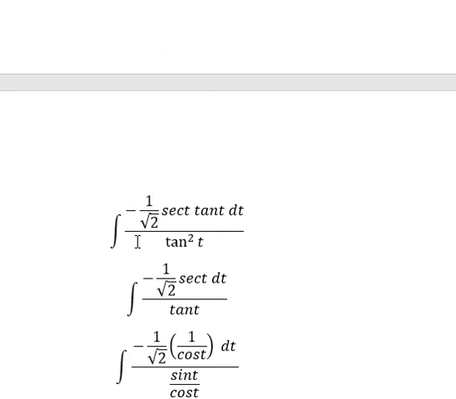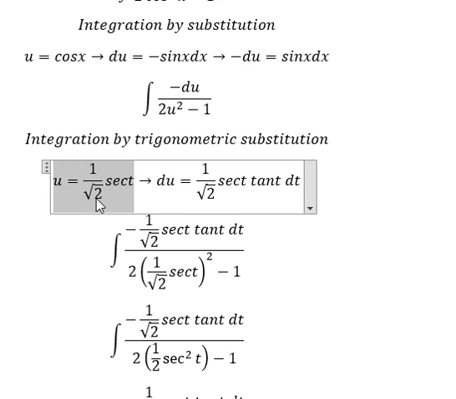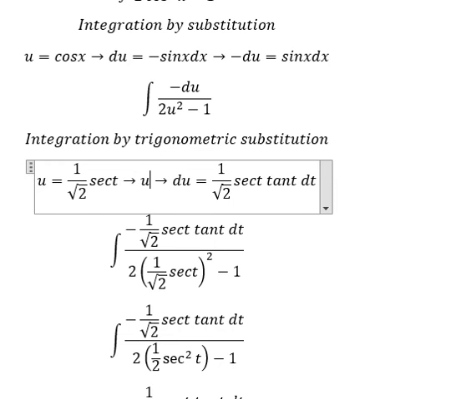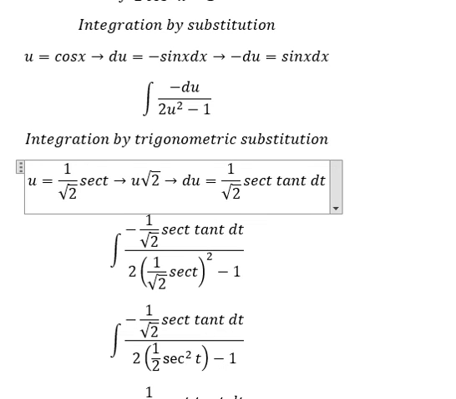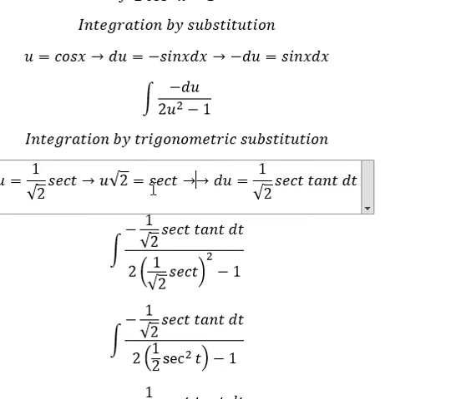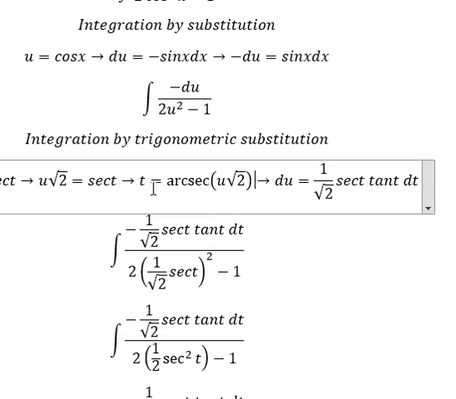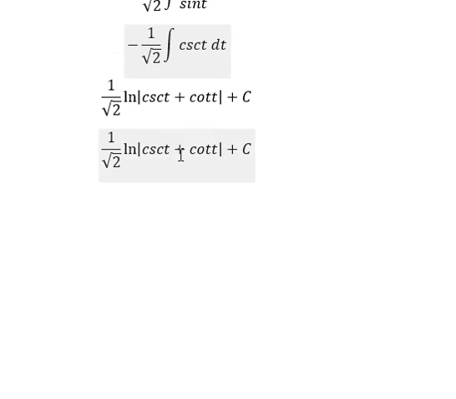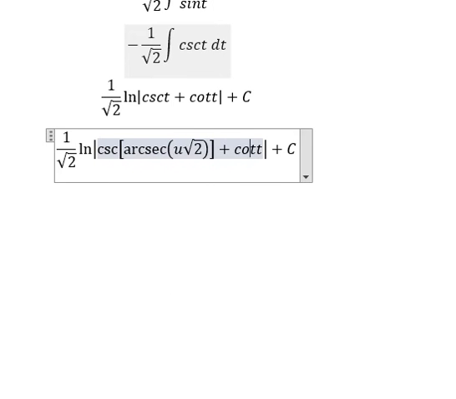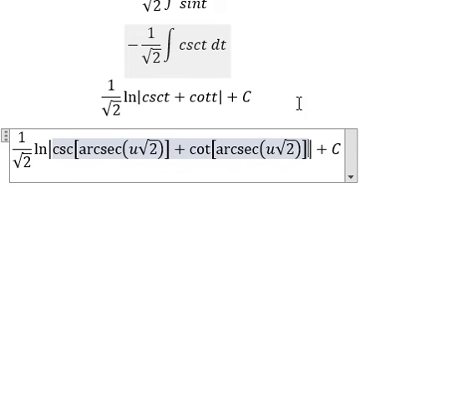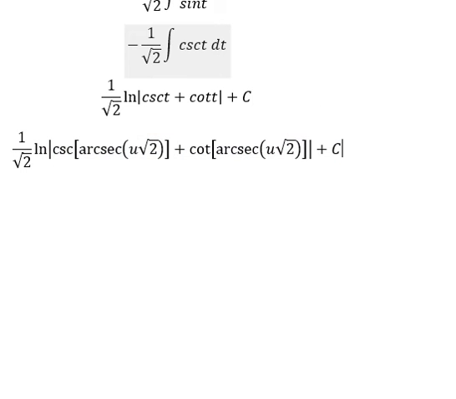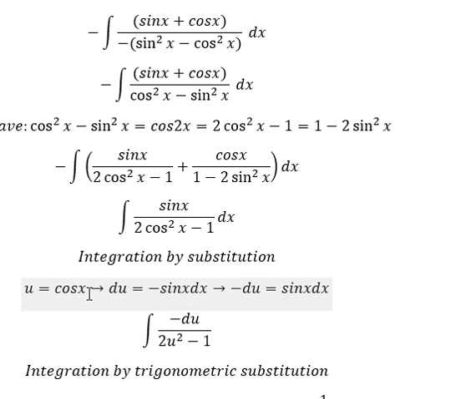About t, that is about this one. So we put the square root of number 2 go to the left. And we got about t equal to arcsecant of u with the square root of number 2. So I will put this one to change for t. About u, that is about cosine x.